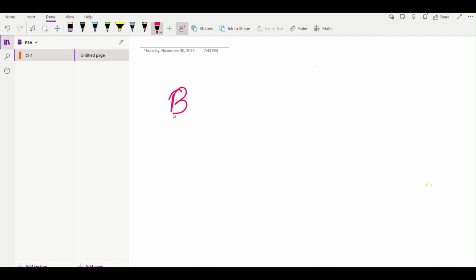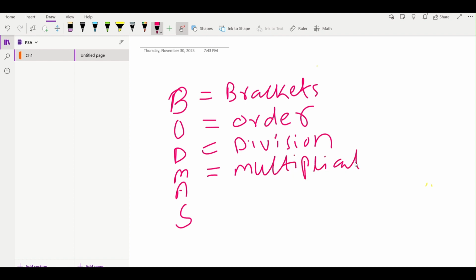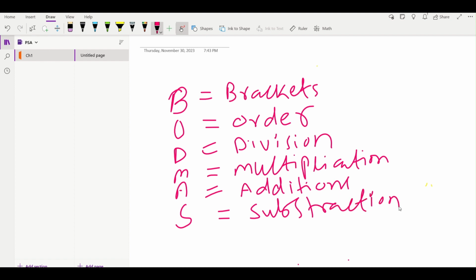BODMAS means: B means brackets, O means order, D means division, M means multiplication, A means addition, S means subtraction. So this is the rule.